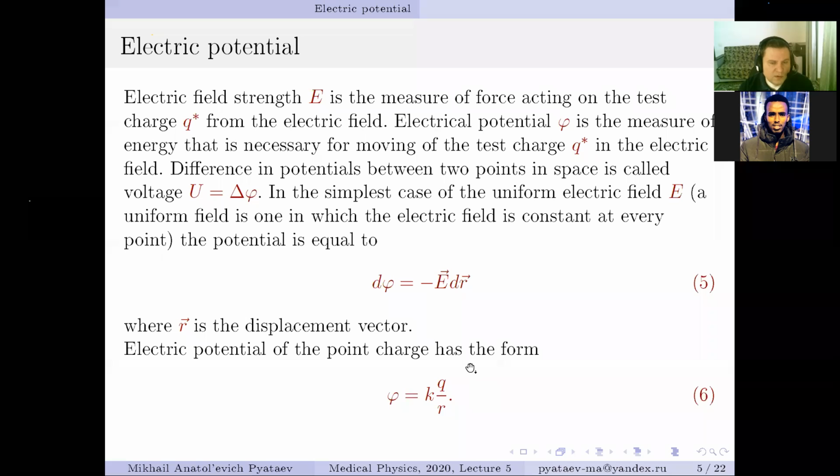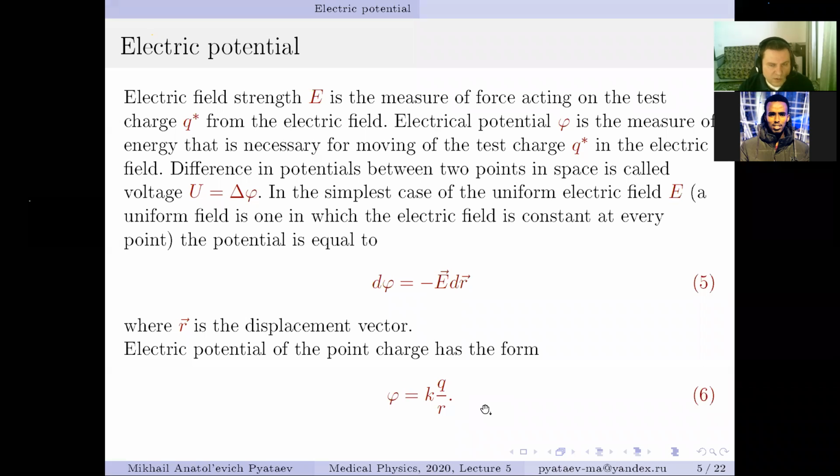Another difference is that phi is a scalar quantity. It characterizes the scalar quantity, work done by electric forces. And in contrast to E, we do not need another form of this equation. So phi can be given by equation 6.